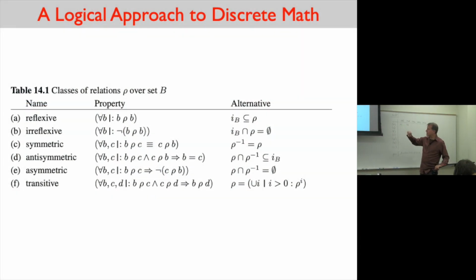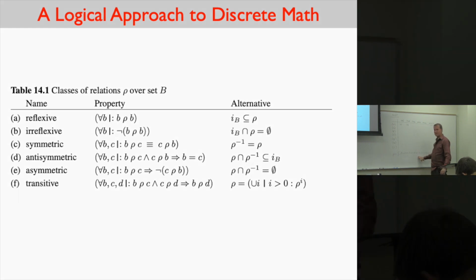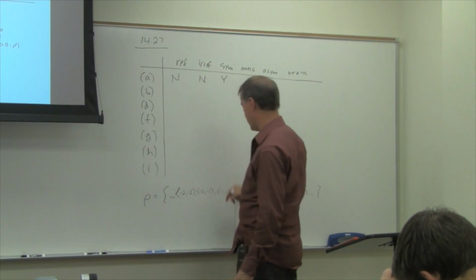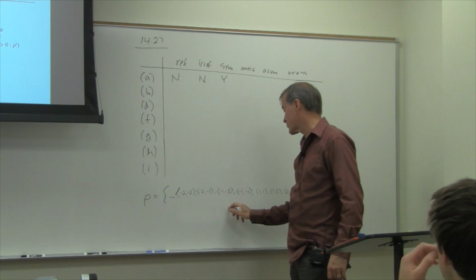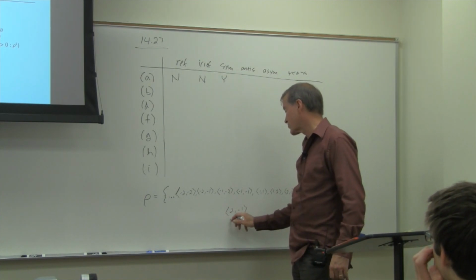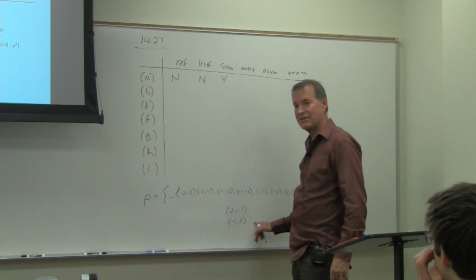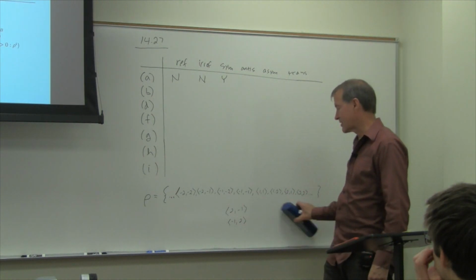Now, what about symmetric? That means b rho c is equivalent to c rho b. If you have ordered pair (b, c), you have to have ordered pair (c, b), and the other way around. And if you don't have the one, you don't have the other. So is it symmetric? It is. If there's a (-2, -1), there's a (-1, -2). And if there's not a (2, -1), there's not a (-1, 2). So it is definitely symmetric.